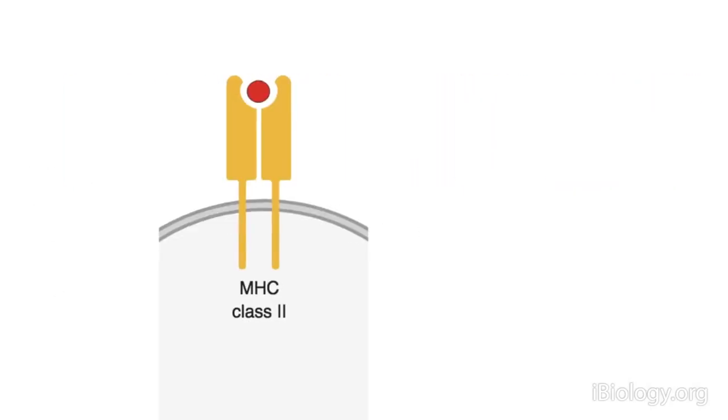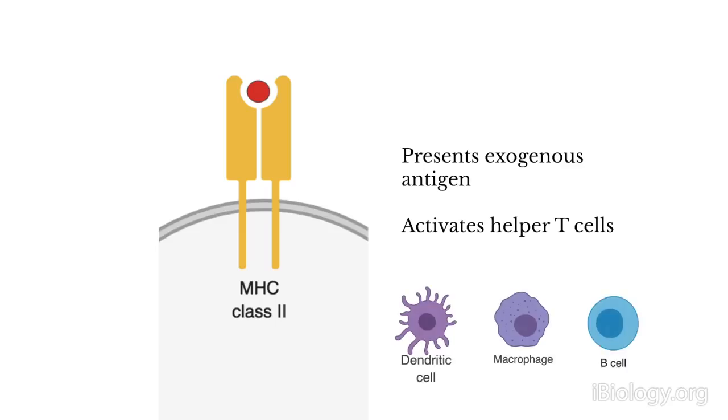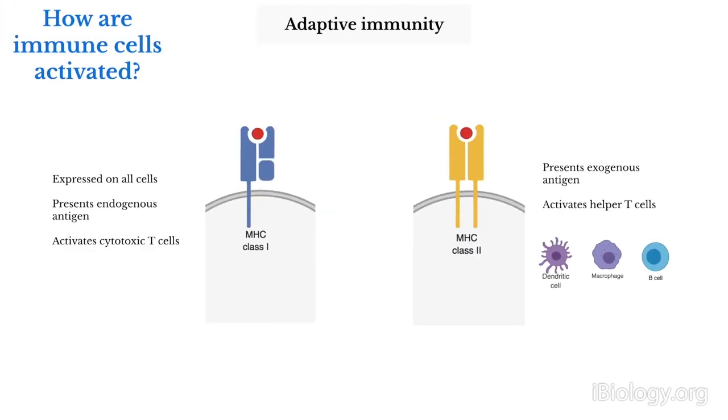MHC class II molecules present exogenous antigen, which is antigen found on pathogens outside of cells, and activate helper T cells. MHC class II molecules are expressed by what are known as professional antigen-presenting cells, which include dendritic cells, macrophages, and B cells. There are safeguards in place to ensure that the immune system isn't activated against self-antigens.